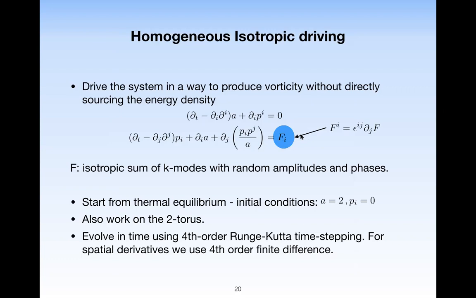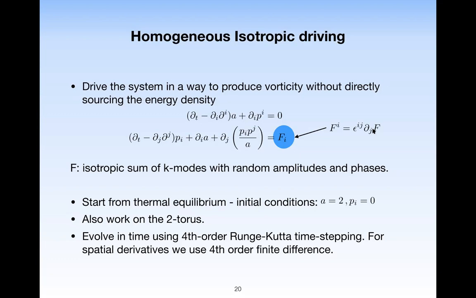So here, I'm constructing this Fi by hand, just to be clear. I'm putting it on the right-hand side of the evolution equation for Pi. So in particular, I do not source the energy density, but I source the momentum in a way that injects vorticity into the system. This Fi is proportional to epsilon ij, the antisymmetric tensor in 2 dimensions, times the gradient of a function f. And I construct f in the following way.